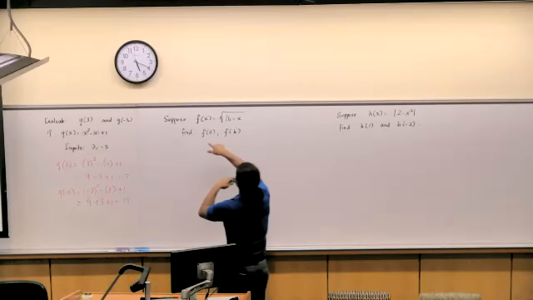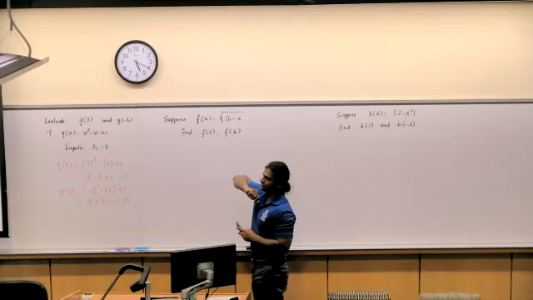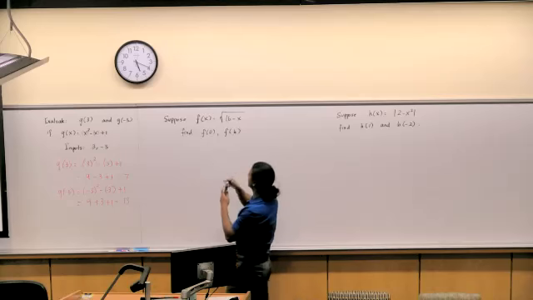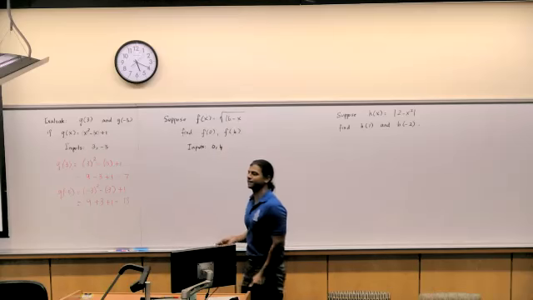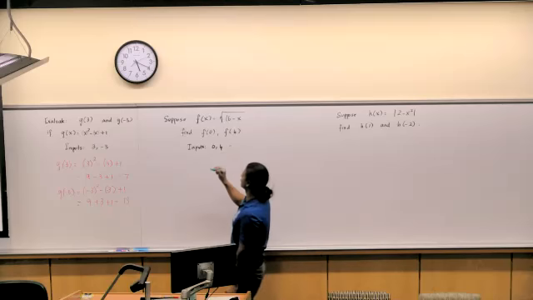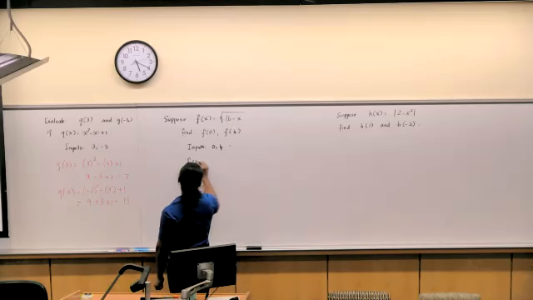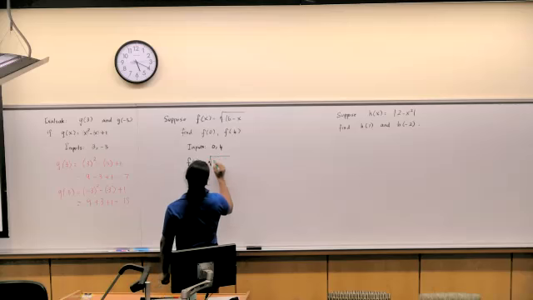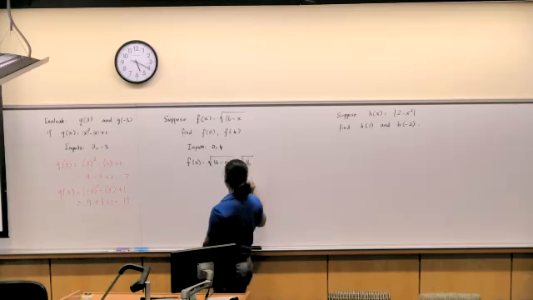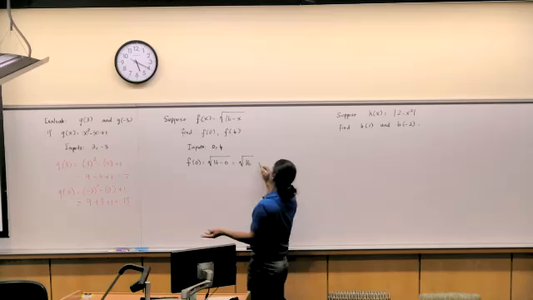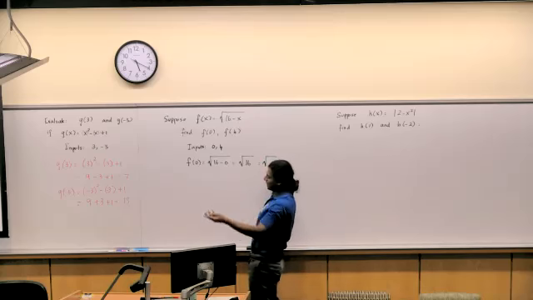So what are the inputs here? 0 and 4. What is the function? The function is the square root of 16 minus x. Yes. So f of 0 would be the square root of 16 minus 0. We get the square root of 16. What is the square root of 16? It's 4.